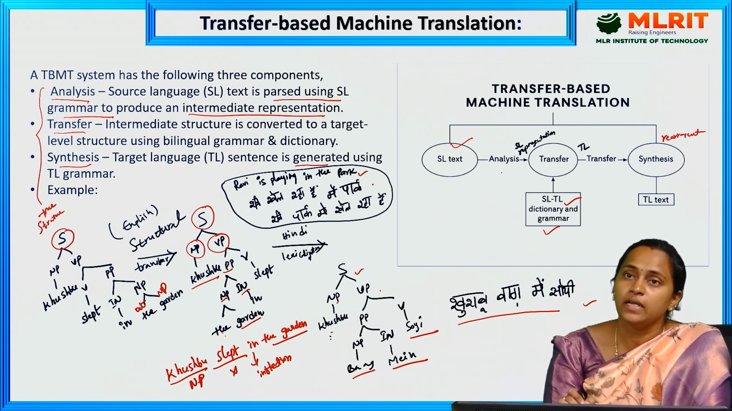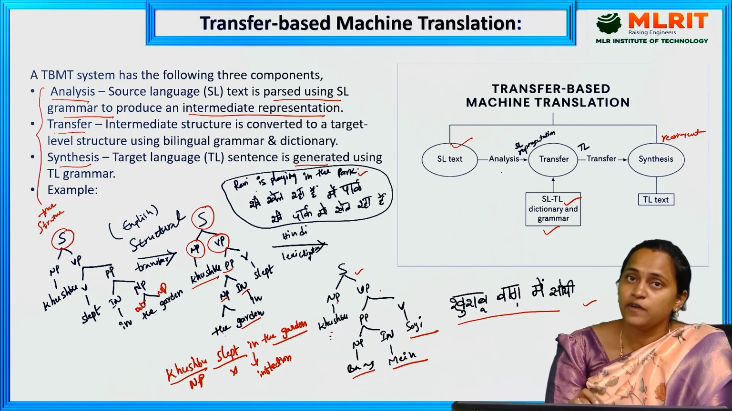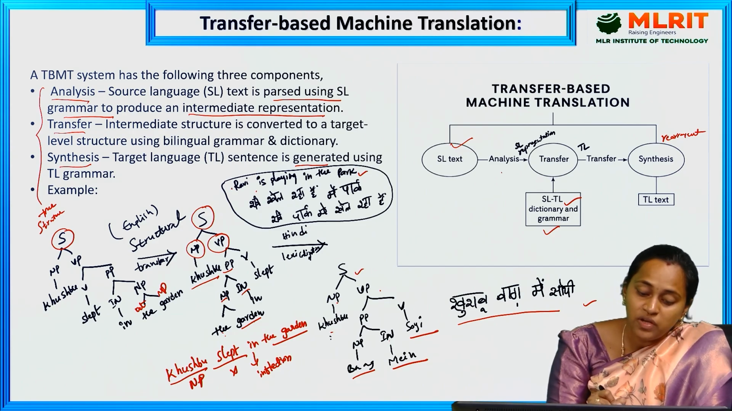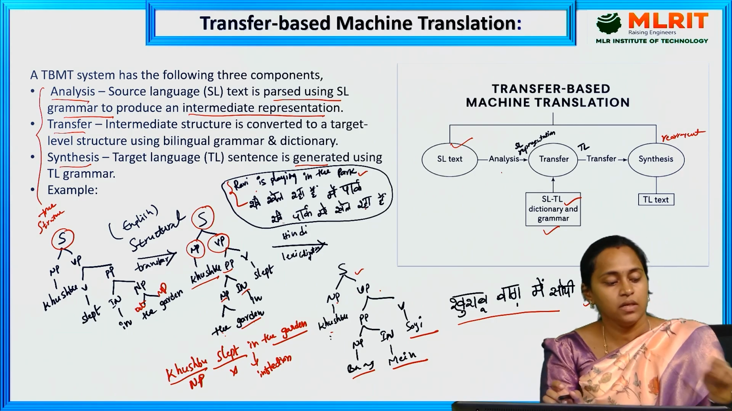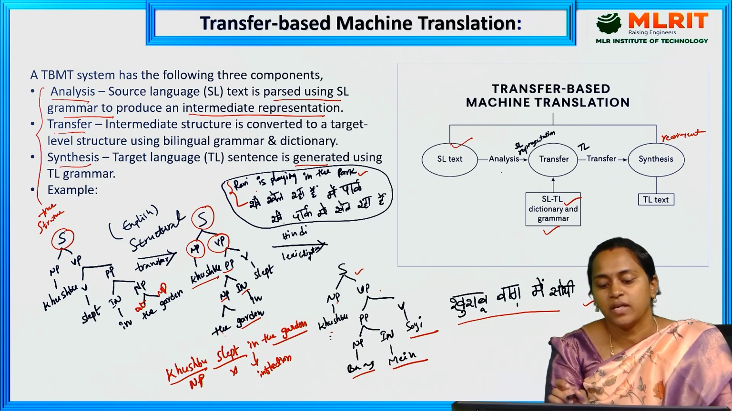This is the rearrangement of the sentence. Ravi is playing in the park. What is the exact meaning? Ravi khel raha hai mein park. This is a direct translation. Within that, we are using the intermediate representation for transferring the sentence, right? Ravi park mein khel raha hai. This is the meaning of transfer-based machine translation.